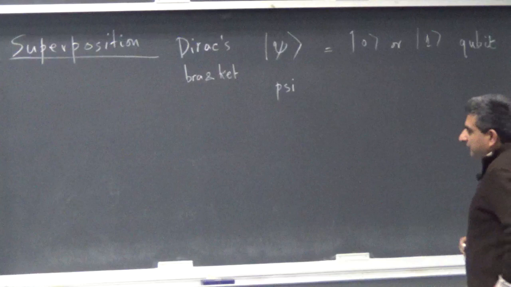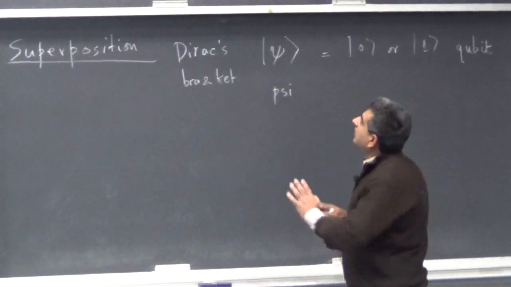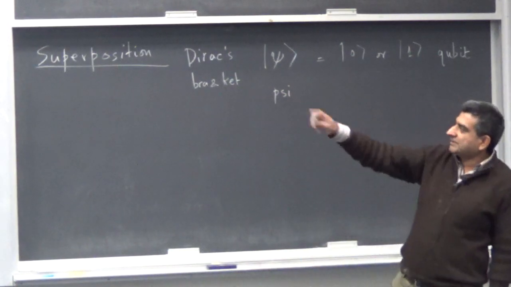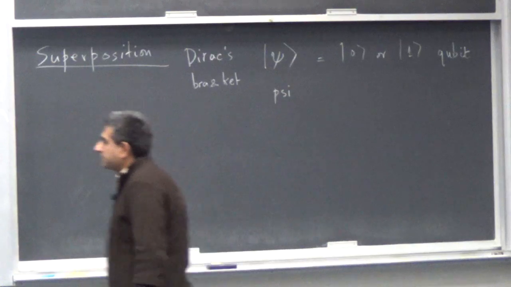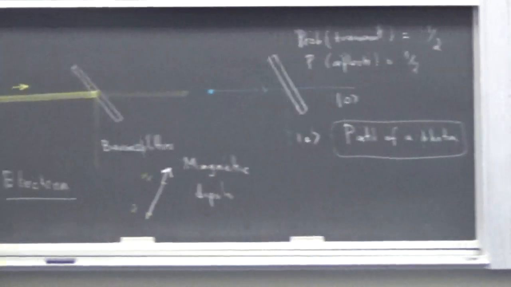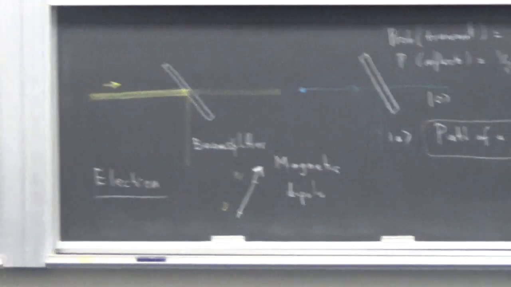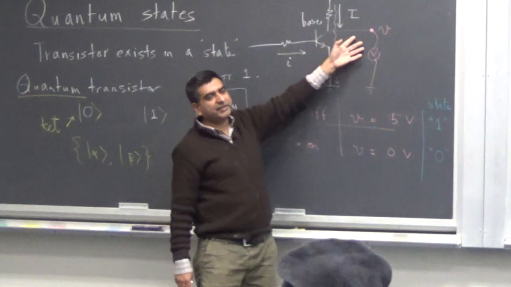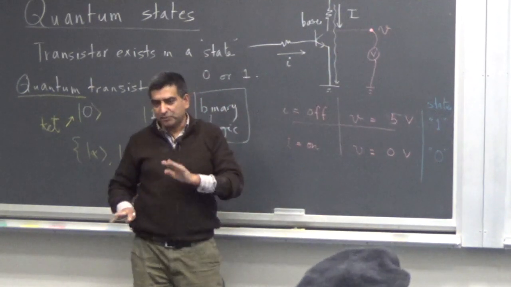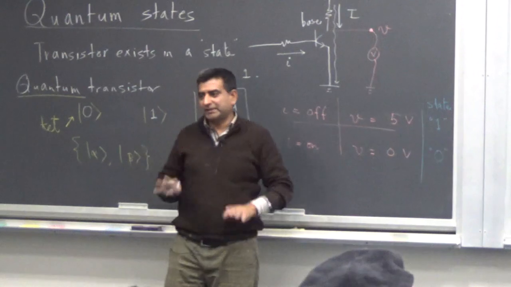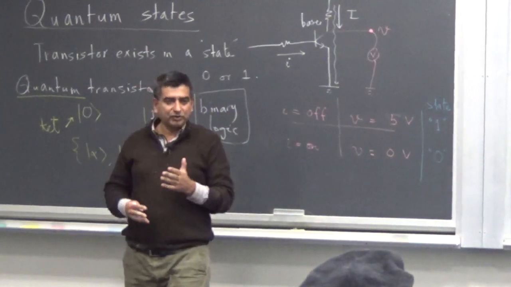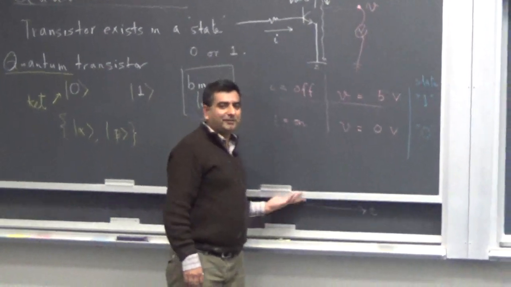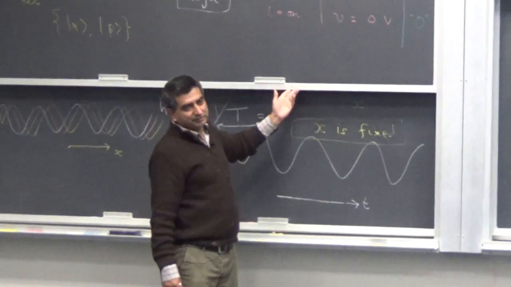Now, the idea of superposition is strange. In Boolean logic, in your normal computers, if you look at the first example that I gave, the transistor example, the transistorized bit here, either current is coming in or it's not. So either the state is 0 or 1. So 0 and 1 are mutually exclusive. They cannot coexist. Either your transistor is on or your transistor is off. So this is quite understandable.